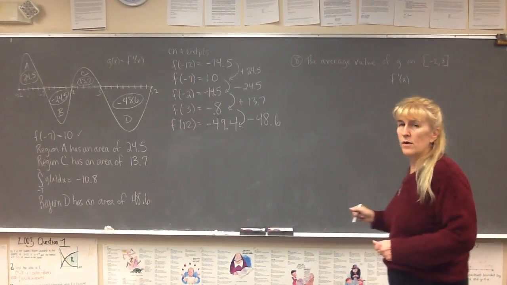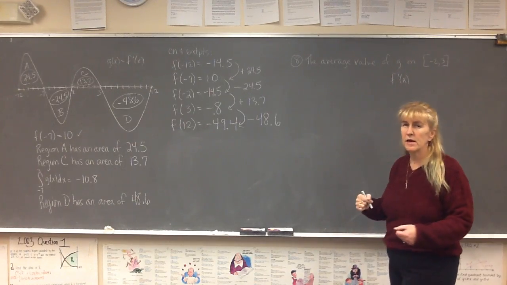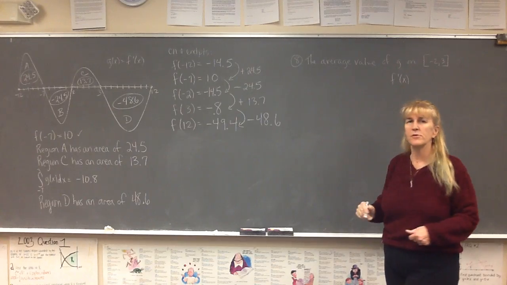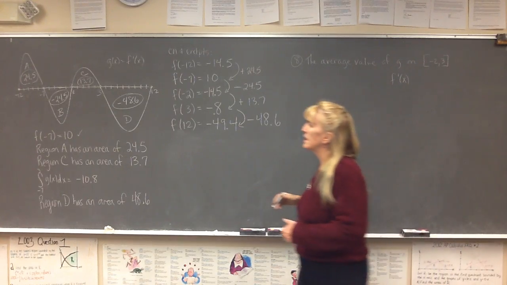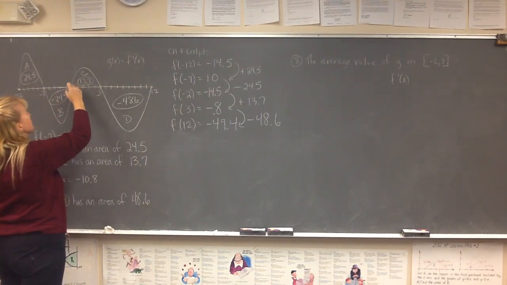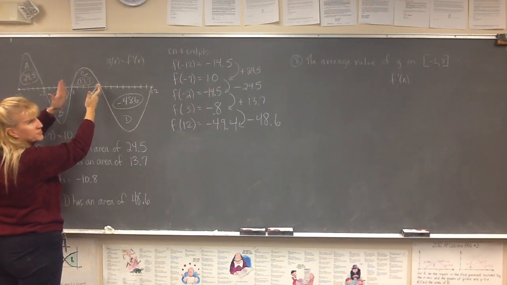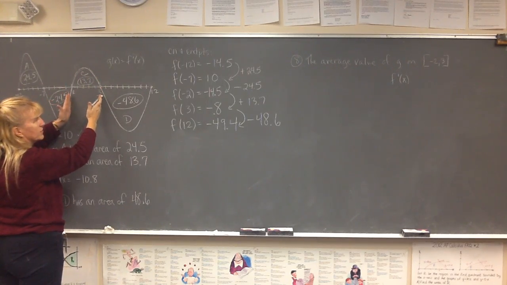Question number 8 now, and we need to find the average value of g on the closed interval between -2 and 3. So between -2 and 3 on this function g, I'm wondering, what is my average value? What is the average value on this interval right here between -2 and 3?